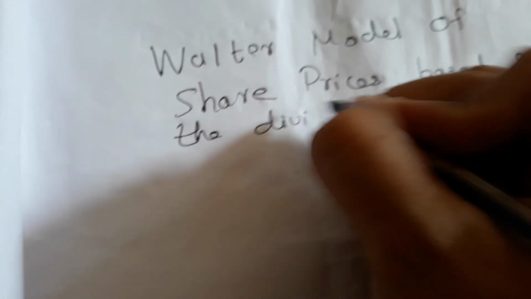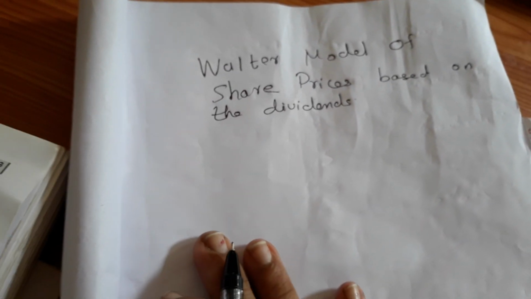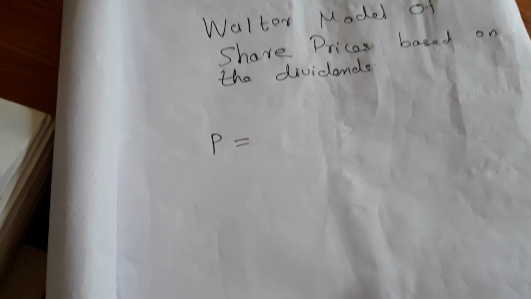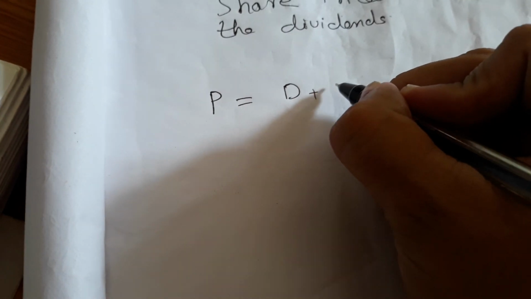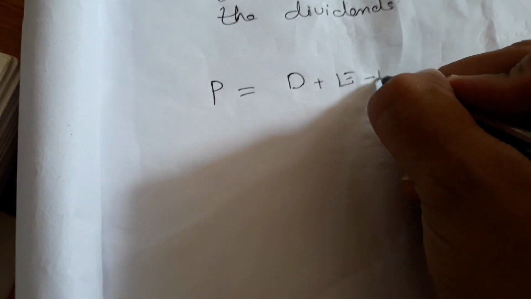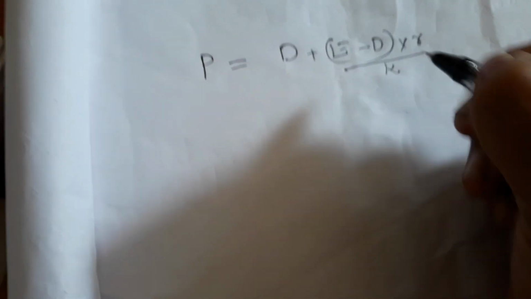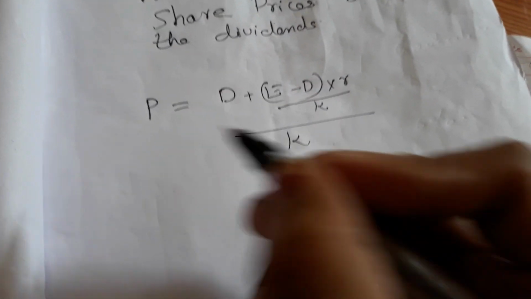So how will we calculate it? Yes, let us see. The price per share is equal to dividend plus earnings minus dividend into R by K, divided by K. I will explain each variable.